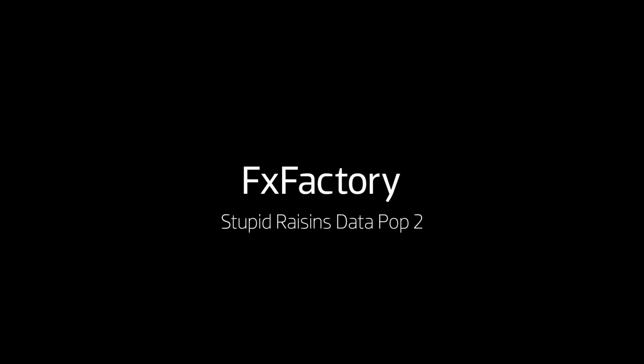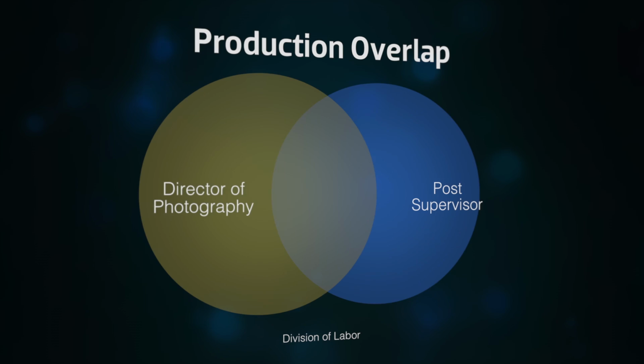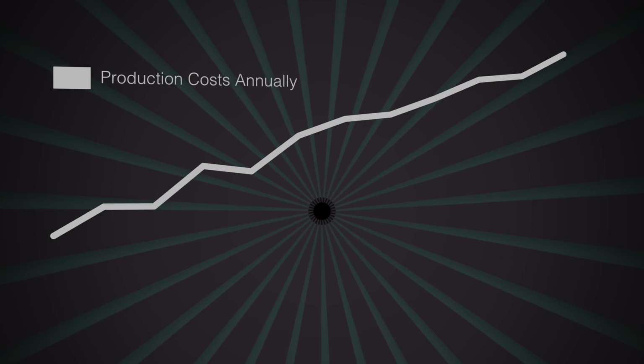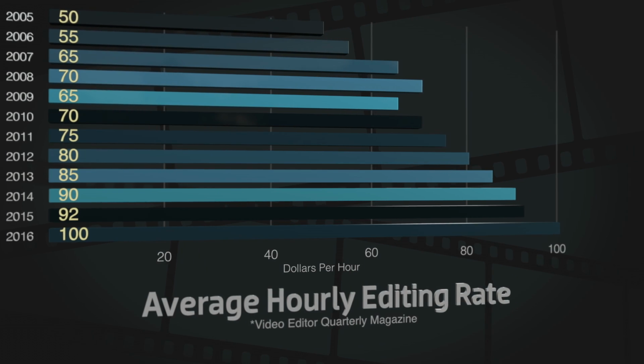In this tutorial, I'd like to show you Data Pop 2 from Stupid Raisins. Data Pop is a set of professionally designed infographic titles that are easily customizable, will save you time, and give your projects an extra punch.